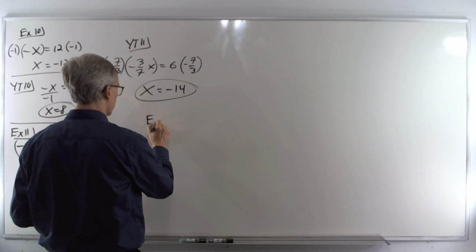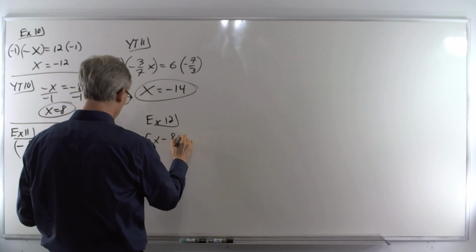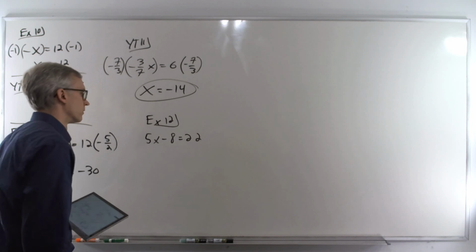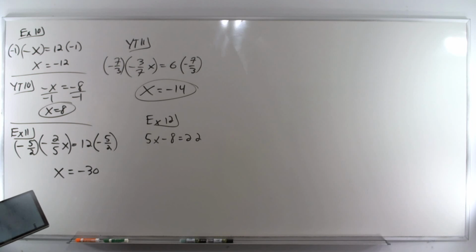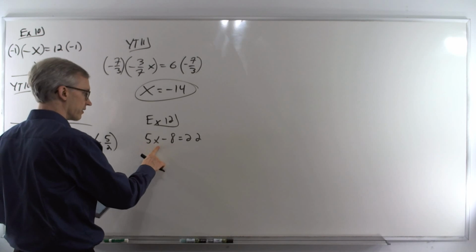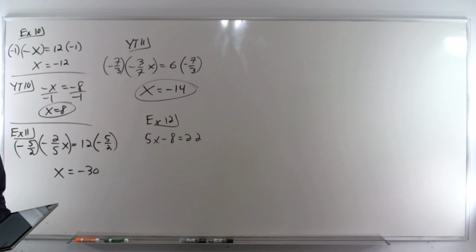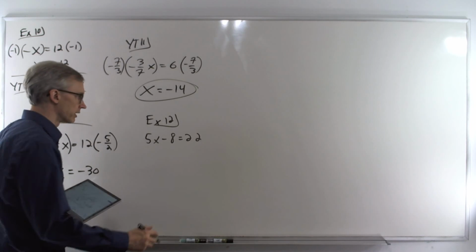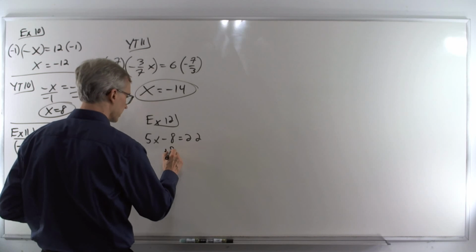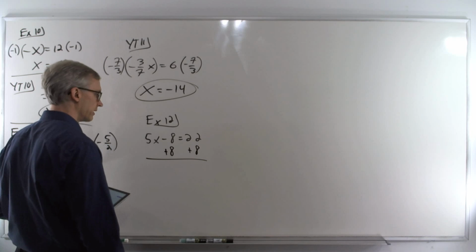Example 12 has 5x minus 8 equal to 22. Now if we started with dividing out the 5 on the x variable, we'd have to divide all three terms by 5. We're going to get a bunch of fractions. It's going to be a big mess. Don't do that. Instead, let's get rid of this first. Let's get rid of that -8.